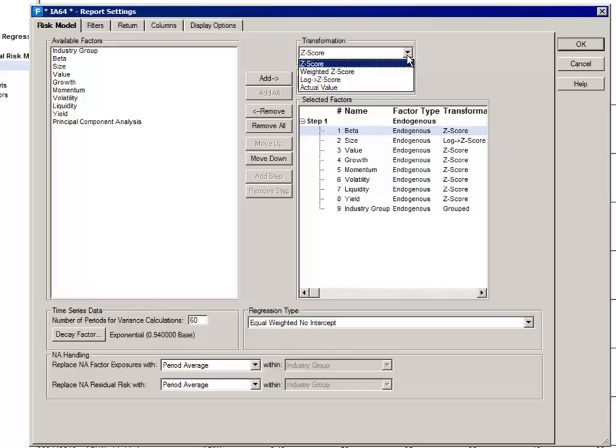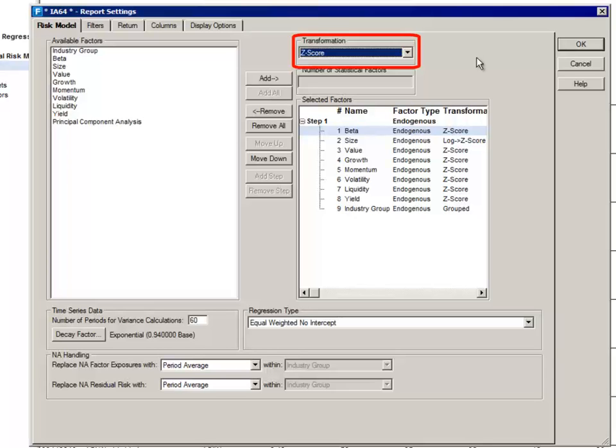Each factor is transformed. Accordingly, style factors are Z-scored to get them on an appropriate scale, and each stock's factor exposure is determined by its Z-score. Industry groups are transformed into dummy variables. Each stock will have unit exposure to one industry group and zero exposure to every other industry group.